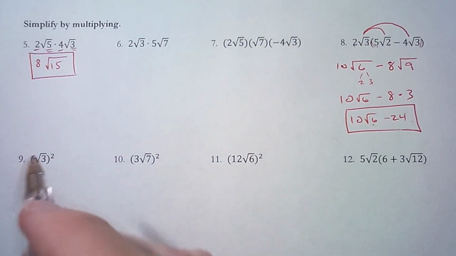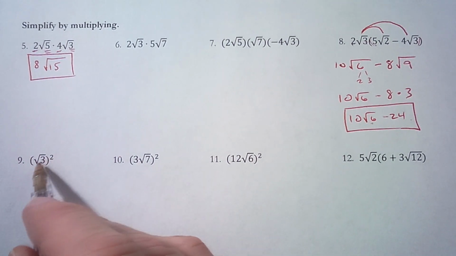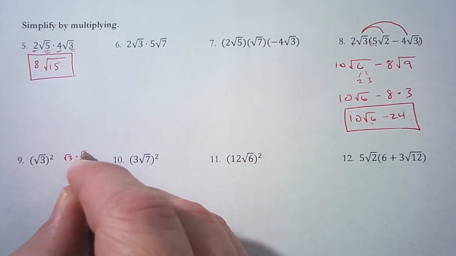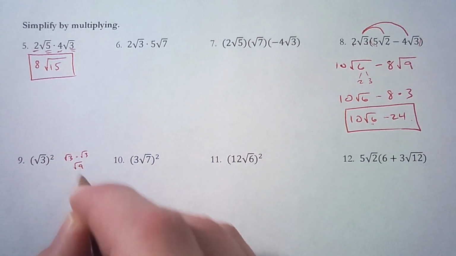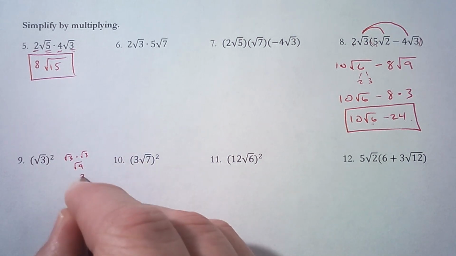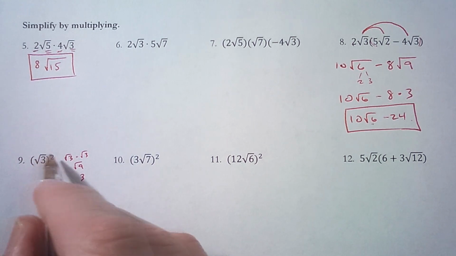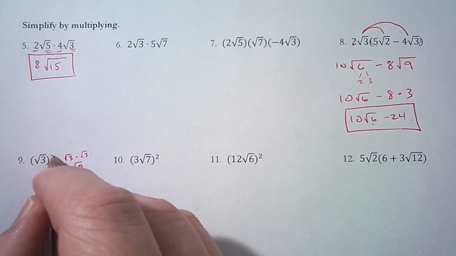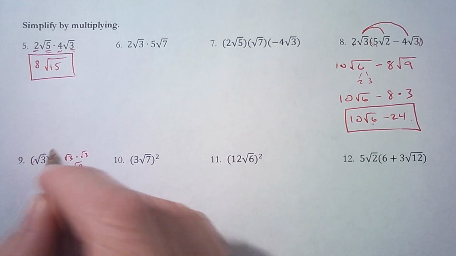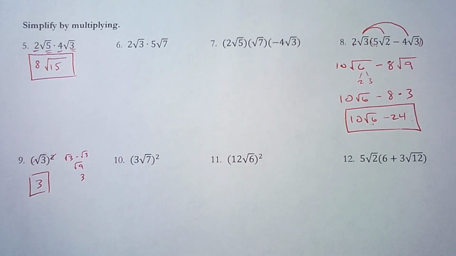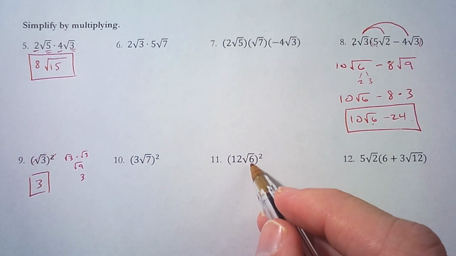Okay, number 9, square root of 3 squared. That's really the same as the square root of 3 times the square root of 3, which is the square root of 9, and the square root of 9 is 3. A little shortcut here is when I have a square of a square root, those just cancel out, and I have 3. Let's go on to number 11.